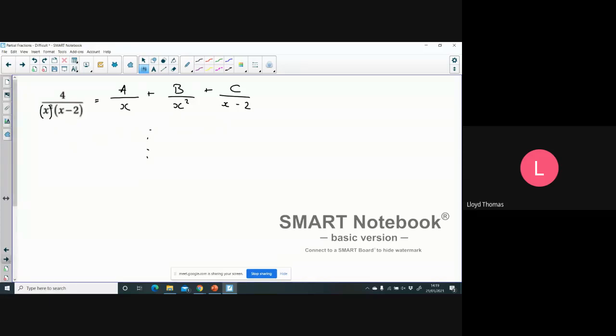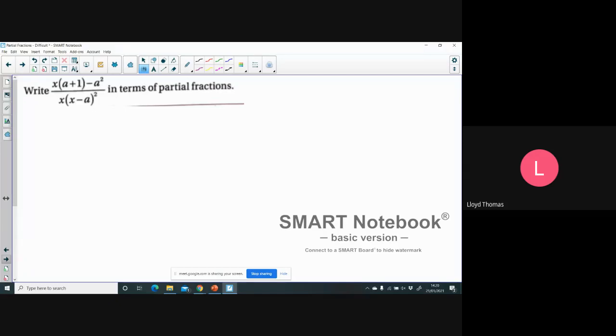Now, the last one is horrendous. Actually, I had to do this one just before, just to make sure I knew what I was doing. So this one here, right, x brackets a plus 1 minus a squared over x brackets a minus a all squared in terms of partial fractions. Now, I would sort of like you to have a go at this one as like an ultimate challenge to these questions, okay?